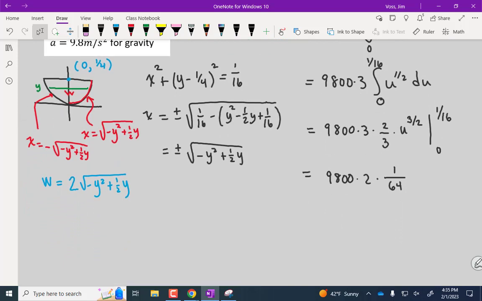And then, whatever that turns into, 9,800 divided by 32. Change it to a fraction. $12.25 over 4 joules.